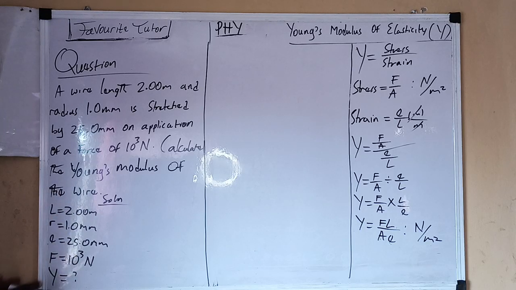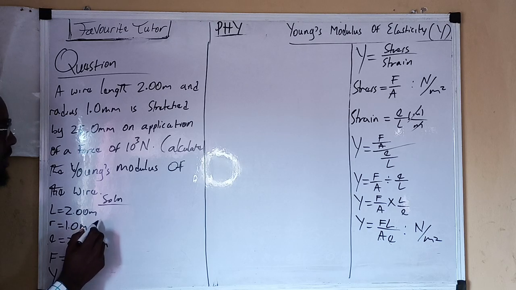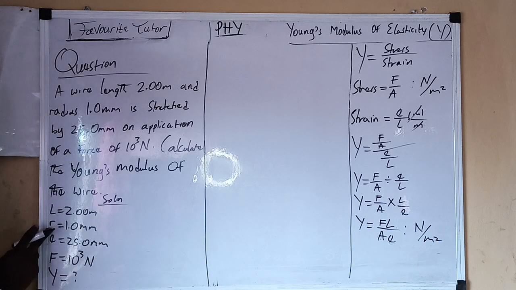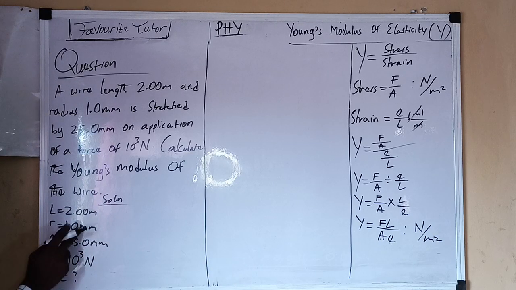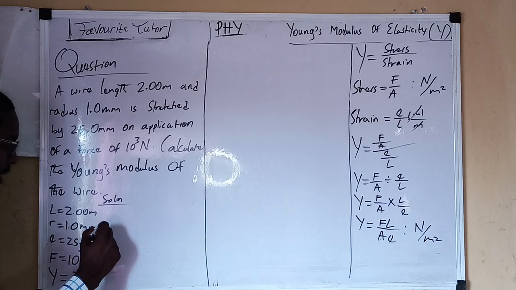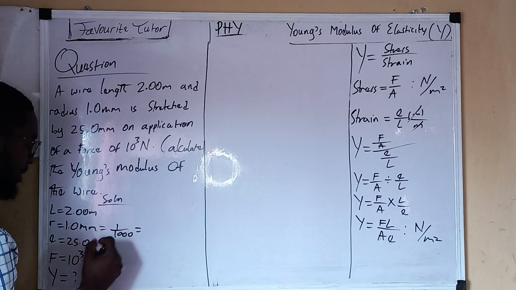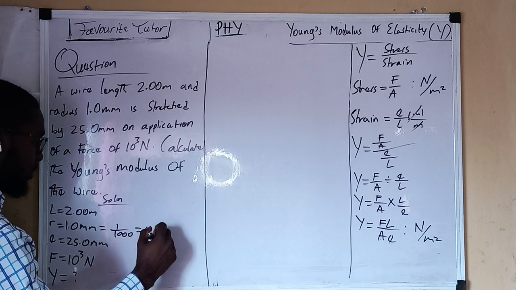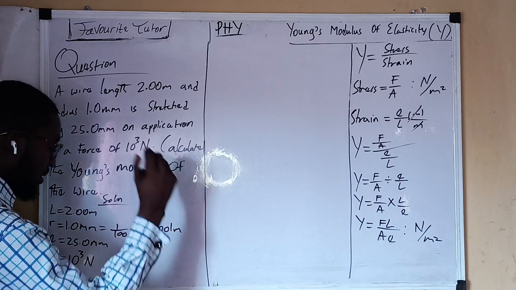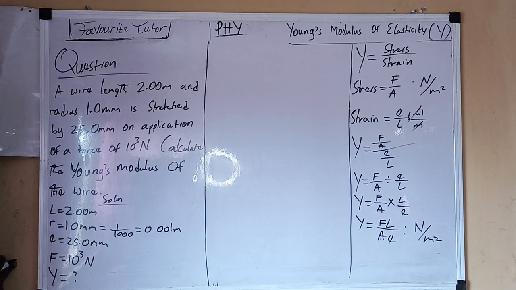We bring out the parameters, and then we check if these parameters are in their respective units. Length in meter. Check. Radius should be in meter, since radius is also part of length. Right here it is in millimeter, so therefore we convert to meter by dividing by 1000. So therefore the radius is 0.001 meter.